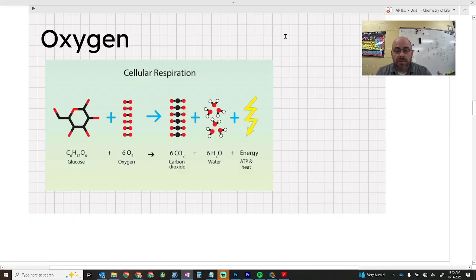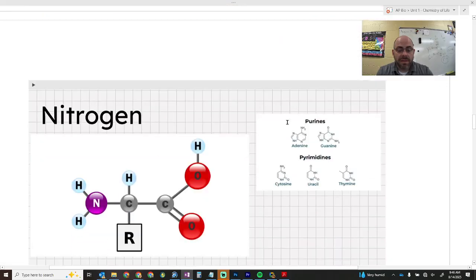It's very attractive to electrons, or it has a high electronegativity, which gives it certain qualities like polarity that we're going to look at, and that plays a very important role in cellular respiration as well. Oxygen, important component in most living things.